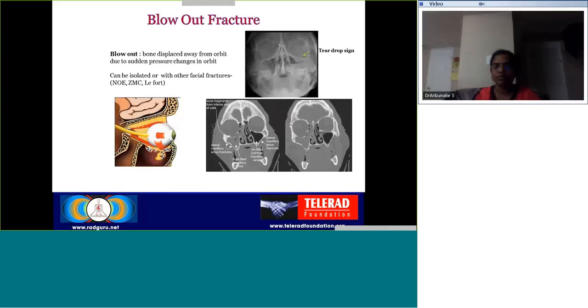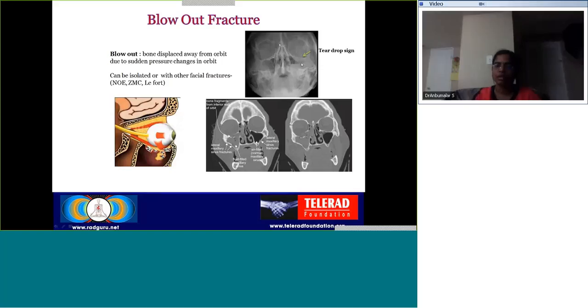Next is the blowout fracture. You all know about this fracture. Like if a large object is hitting the orbit and it is not projecting into the orbit, the object may cause the increased intraorbital pressure. Because of the increased pressure, there will be a fracture in the orbital floor. Mostly it will be isolated and can associate with other fractures like the zygomaticomaxillary complex with the Le Fort fracture. The most important sign which is seen in the X-ray is the teardrop sign.